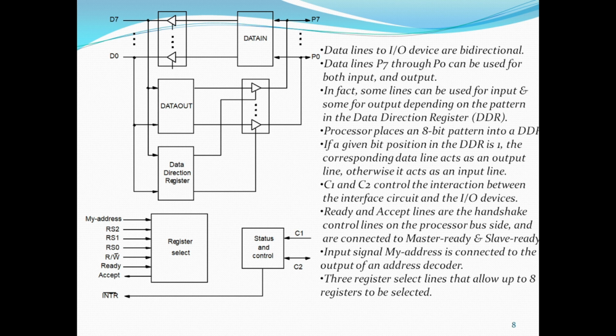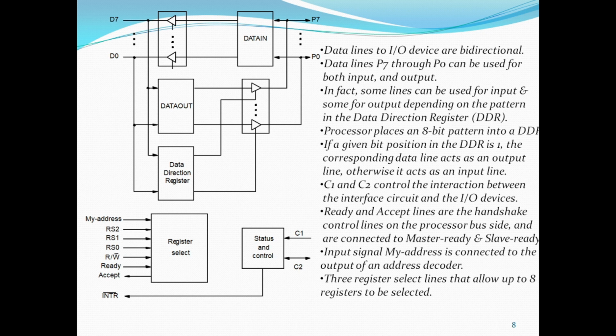Here the ready and accept lines are handshake control lines. These two lines are the handshake control lines on the processor bus side, and hence they would be connected to the master ready and the slave ready. Here the input signal, that is the address, should be connected to the address decoder that recognizes the address assigned to the interface.